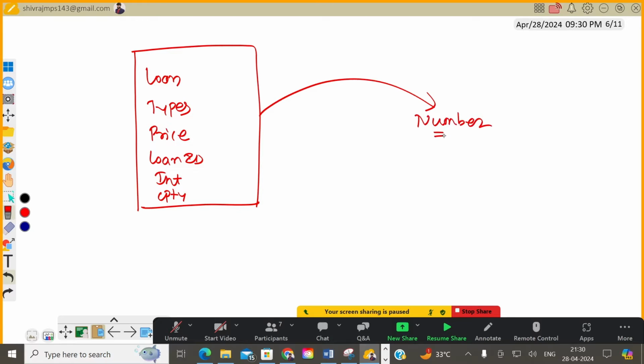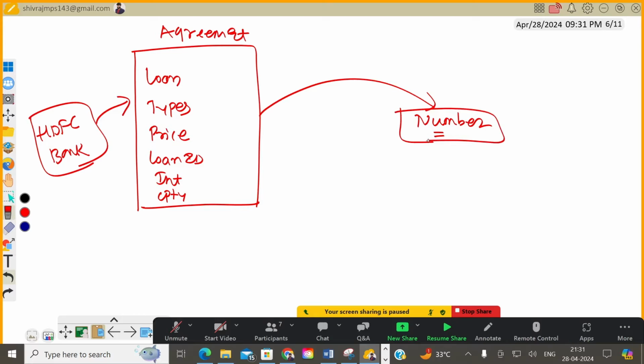Because, let's take the example of HDFC Bank. HDFC Bank has, let's say, 1 million customers. So it's difficult to go through 1 million agreements, right? But what if I convert this loan agreement into numbers?